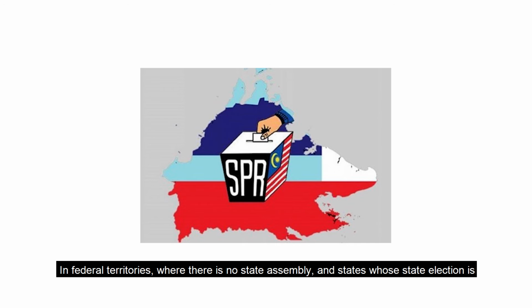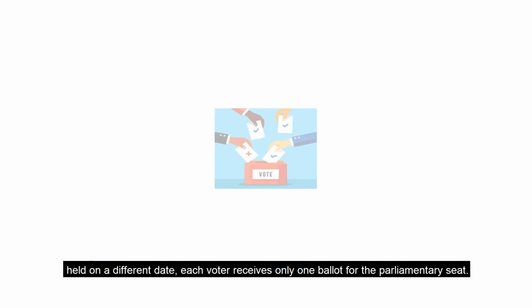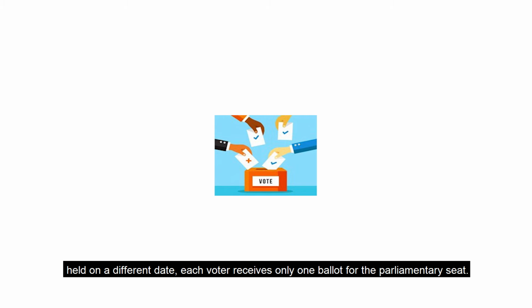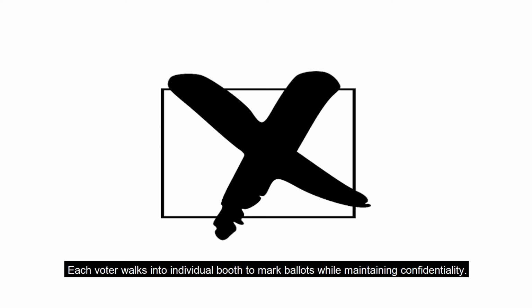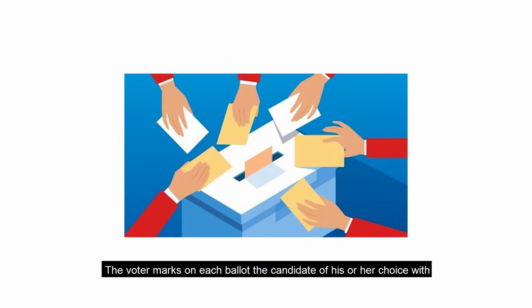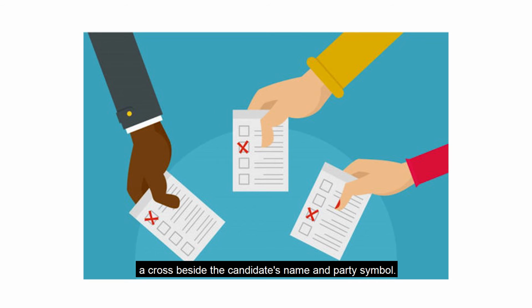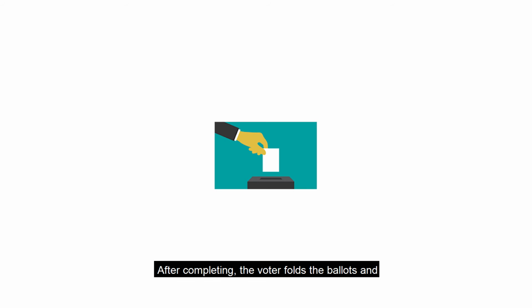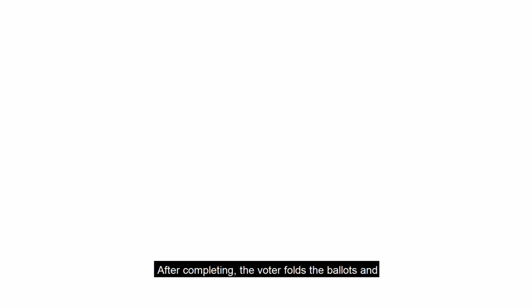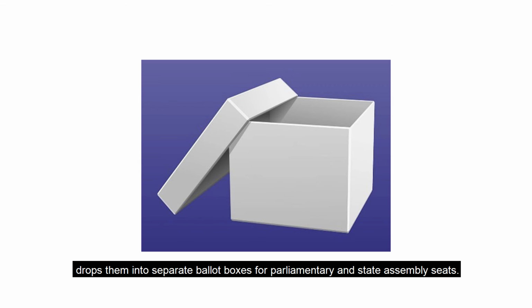In federal territories, where there is no state assembly, and states whose state election is held on a different date, each voter receives only 1 ballot for the parliamentary seat. Each voter walks into an individual booth to mark ballots while maintaining confidentiality. The voter marks on each ballot the candidate of his or her choice with a cross beside the candidate's name and party symbol.